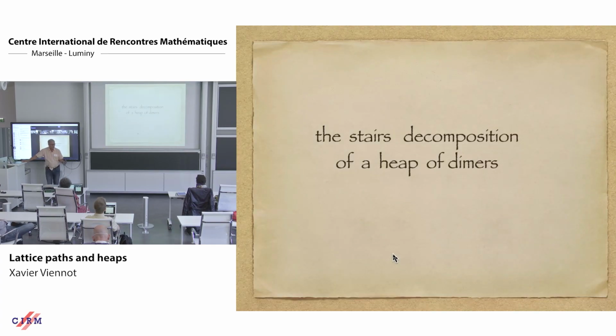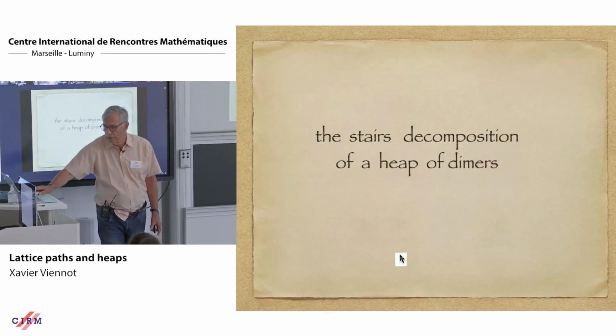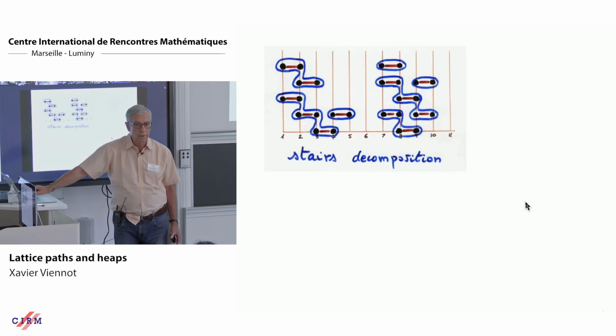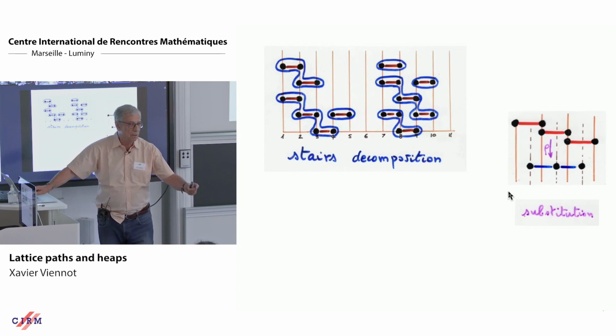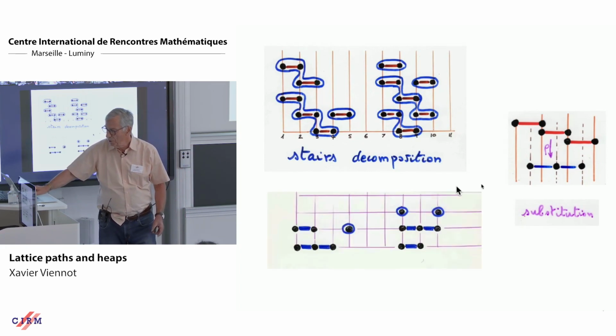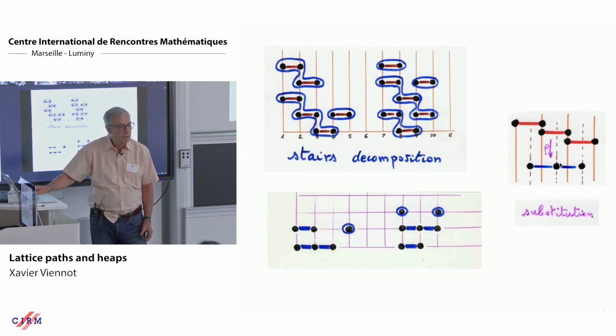So first, a new notion: the stair decomposition of a heap of dimers. A stair in a heap of dimers is just this. It's consecutive dimers touching each other, and it's a maximal possible chain. So here is a heap of dimers. Here is a stair decomposition. And now I am going to give a bijection between heaps of dimers and heaps of segments. So I substitute this as a segment. Each of these segments, you substitute a heap of dimers, and you get a bijection.